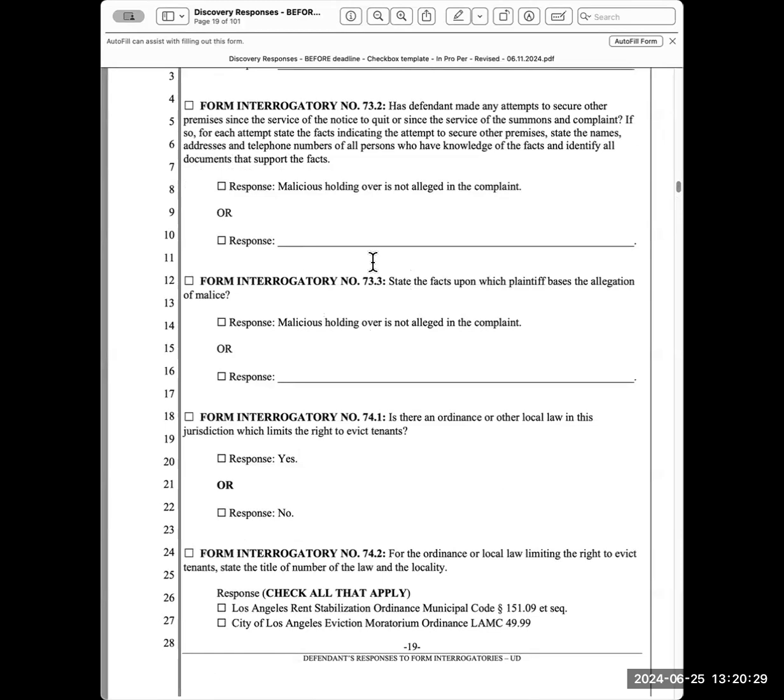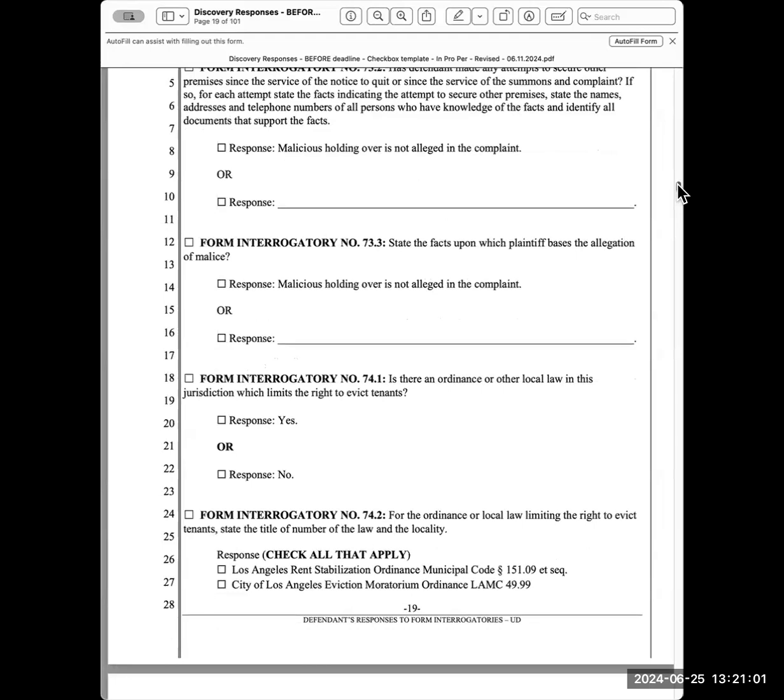All of these questions that start with 73 are the same in terms of if they didn't check box 14 on page 3 of 4 of your complaint, you check the first response. Otherwise, you put in your answer. 73.3 specifically asks, state the facts upon which plaintiff bases the allegation of malice. This is a question for the landlord. If it is checked for you, you can put in your response, but this is a question asking the landlord's basis.